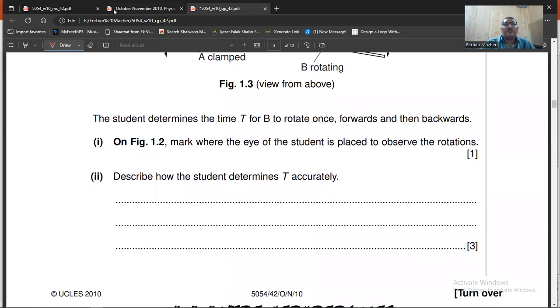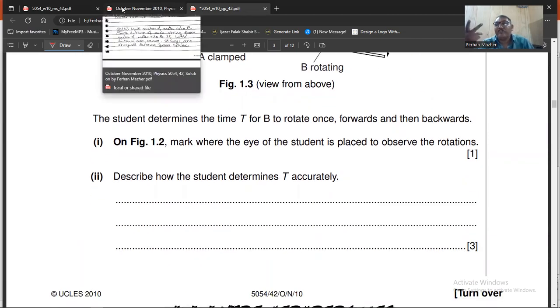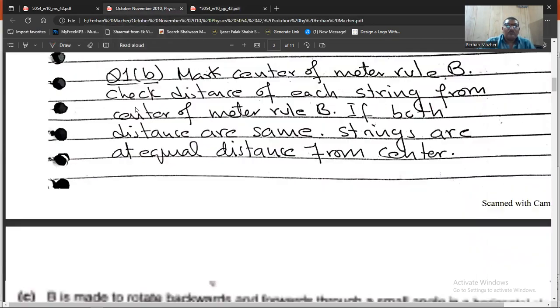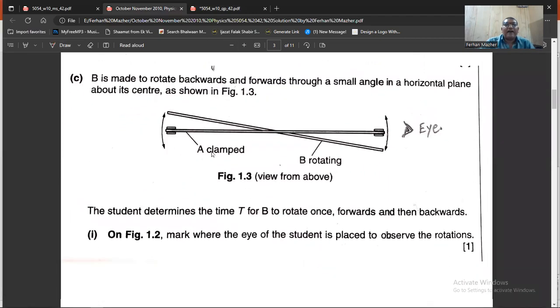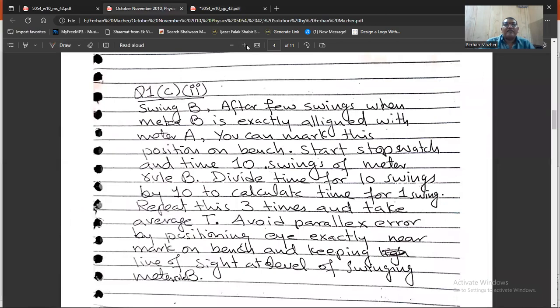This is a 3 marks question, and then you will repeat this experiment 3 times and take the average of the capital T. Here you can see I placed the eye, and here is my answer.